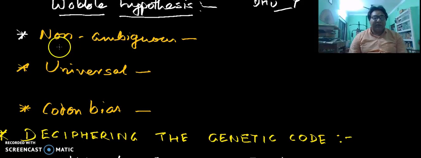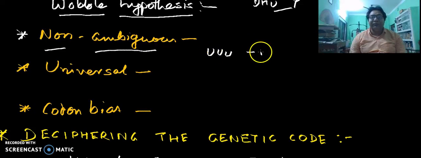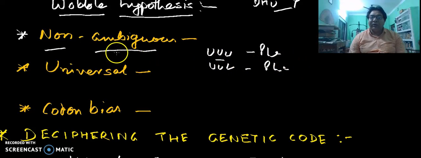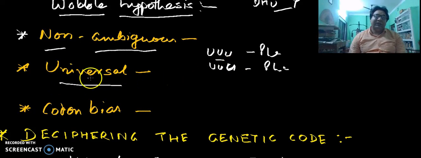The codons are non-ambiguous. That means a particular codon always codes for the same amino acid. If UUU is assigned to code for phenylalanine, it will never code for any other amino acid. Like UUC, if it is also for phenylalanine, it will never code for anything else. This is called non-ambiguousness. If it had been otherwise, there would have been a lot of problems in protein sequences, and the system would collapse, basically.